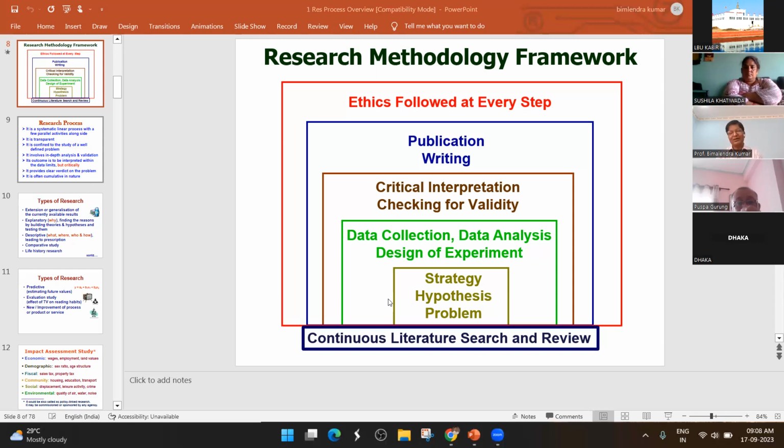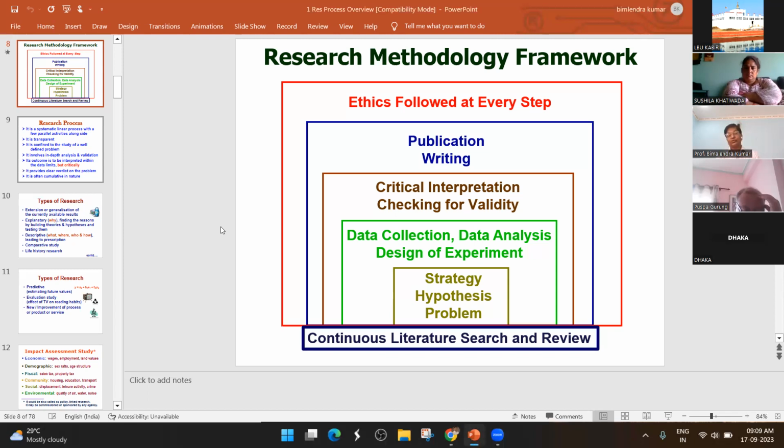So there are some software which test for plagiarism. Nowadays universities are adopting that software before the submission of the thesis. So ethics related to the collecting of the research materials, as well as our literature review, writing, or critical interpretations, must be followed. We are going to discuss all these things in our course.